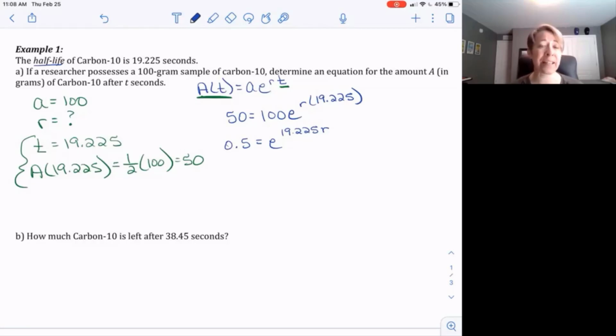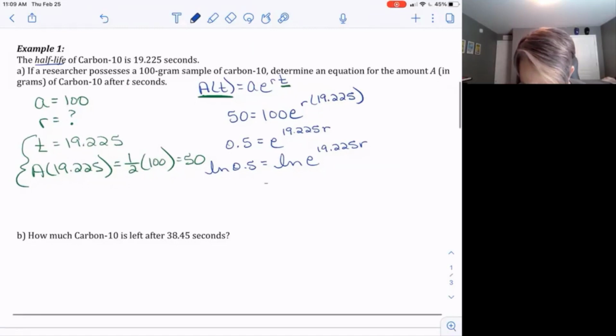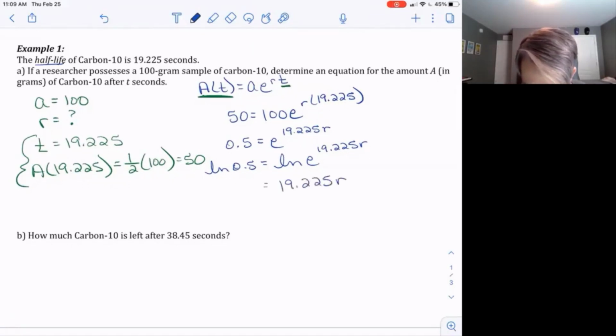Your motivation here is trying to get that r by itself, but the r is in the exponent position. I can't get like bases, so the only tool we have is logarithms. Since our base is e, let's use the natural logarithm of both sides. So we get ln(0.5) = ln(e^(19.225r)). Since on the right-hand side the base of our logarithm is the same as the base of our argument, it's going to equal just the exponent, 19.225r, equals the natural log of 0.5.